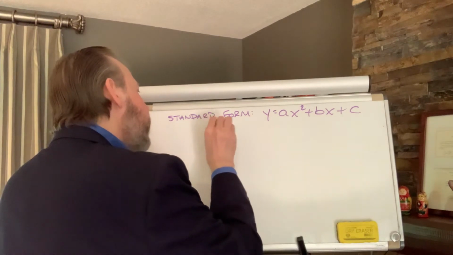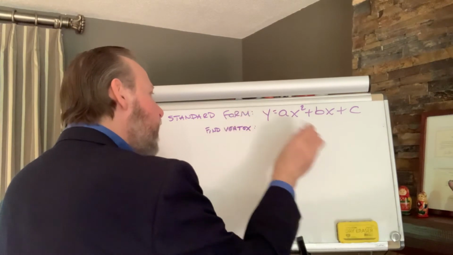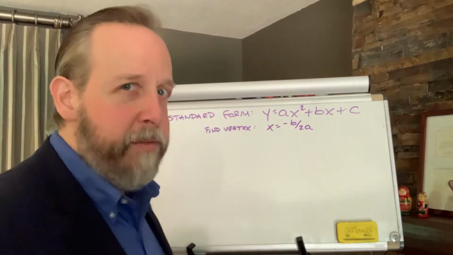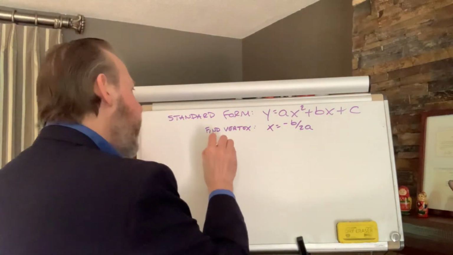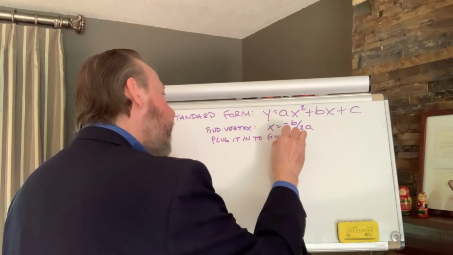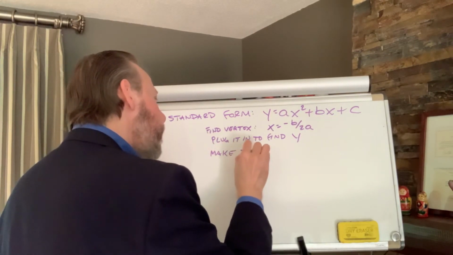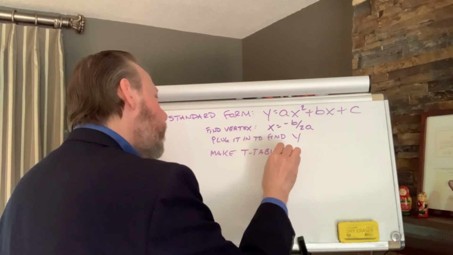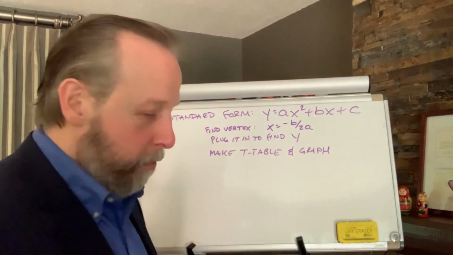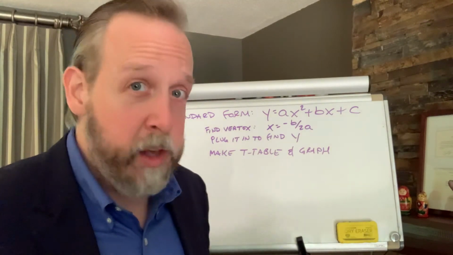To find the vertex, what did we do? Well, we used a very little equation, x equals negative b over 2a. That found the x value of the vertex. And then we plug it in to find y. Then we make a t-table. Okay. And graph it. You've had a lot of examples of this very recently. If you want another one, I'll give you one now.